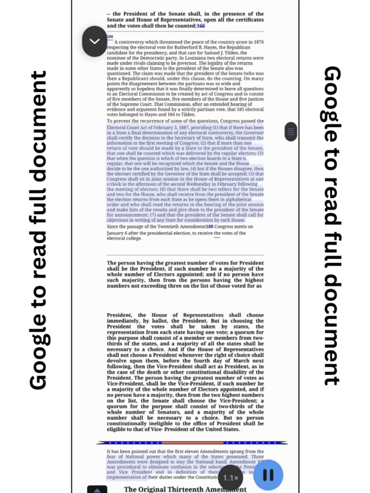6. That there shall be 2 tellers for the Senate and 2 for the House, who shall receive from the President of the Senate the election returns from each state as he opens them in alphabetical order, and who shall read the returns in the hearing of the joint session and make lists of the results and give them to the President of the Senate for announcement. 7. And that the President of the Senate shall call for objections in writing of any state for consideration by each House.